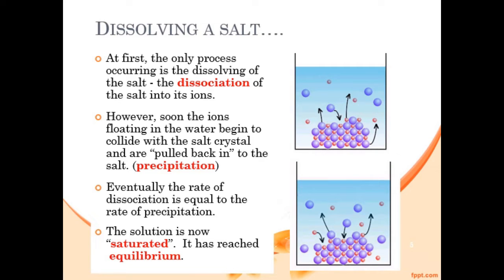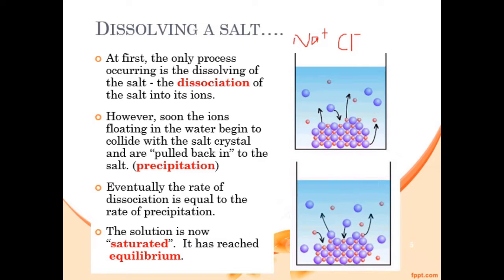So what happens first? Okay, at first there is only dissociation of the salt into ions. Okay, meaning the salt dissociates into ions. So let's say just now you have Na plus and Cl minus. Okay, so it will dissociate. Initially the salt is NaCl, right? So it will dissociate into Na plus and Cl minus ions.